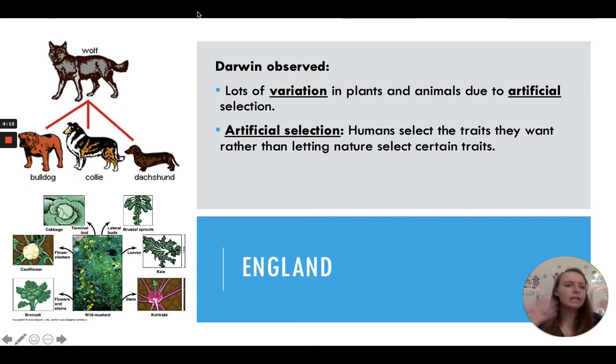So he returned to England, was really able to take time to look at all of his specimens, his samples that he collected, look at his observations, and also make some more observations. So he noticed that there's a lot of variation or variety in plants and animals due to artificial selection. So when we're talking about artificial selection, we're talking about humans specifically choosing traits that they want and then breeding for them, rather than just letting nature take its course.